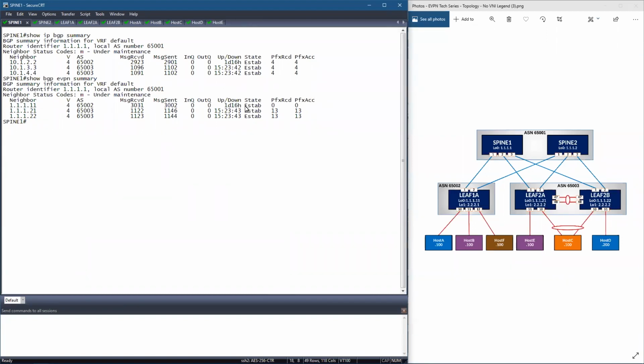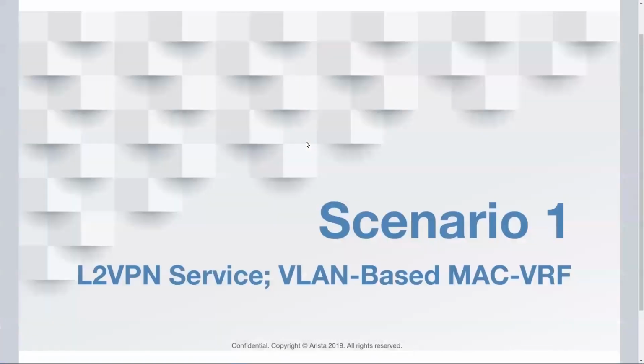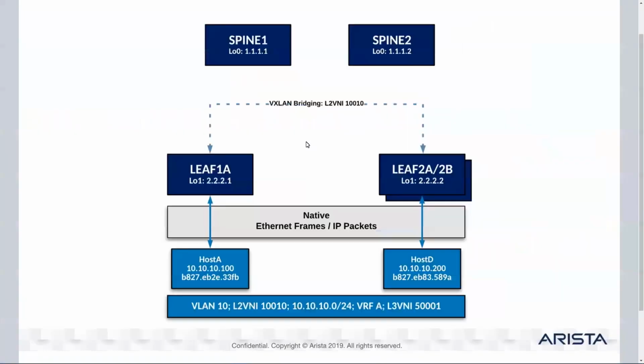And this is because leaf 1A is where we're actually going to spend all of our time from a configuration standpoint today, but we'll use the other nodes in the topology to validate the control plane as we go. So without further ado, let's jump right into scenario 1. In this scenario, we're really going to explore the type 2 and the type 3 routes. We're going to stand up a new layer 2 VPN service. And to do so, we're going to use a VLAN-based MAC VRF in the EVPN control plane. So it's a bit of a mouthful, but ultimately, our end goal is that host A and host D have layer 2 adjacency with each other, and they also have IP reachability.